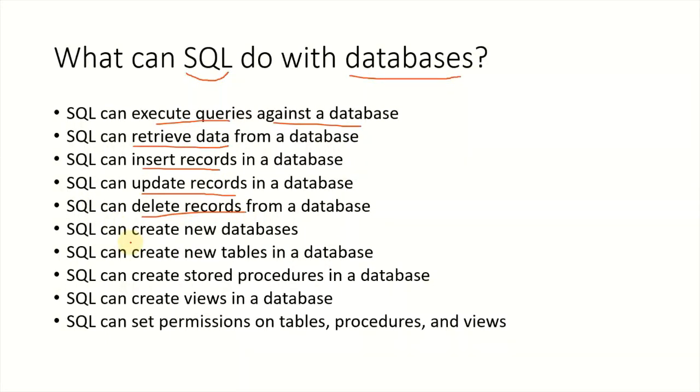We can create new databases, we can create new tables in the databases, we can create stored procedures, we can create views, and we can grant permissions for usage of tables, procedures and views to different users. We can revoke permissions, we can revoke privileges from users on different objects. In a relational database, we may have different objects. These objects can be tables, procedures, views. There are many other things. We will see these things in our labs.